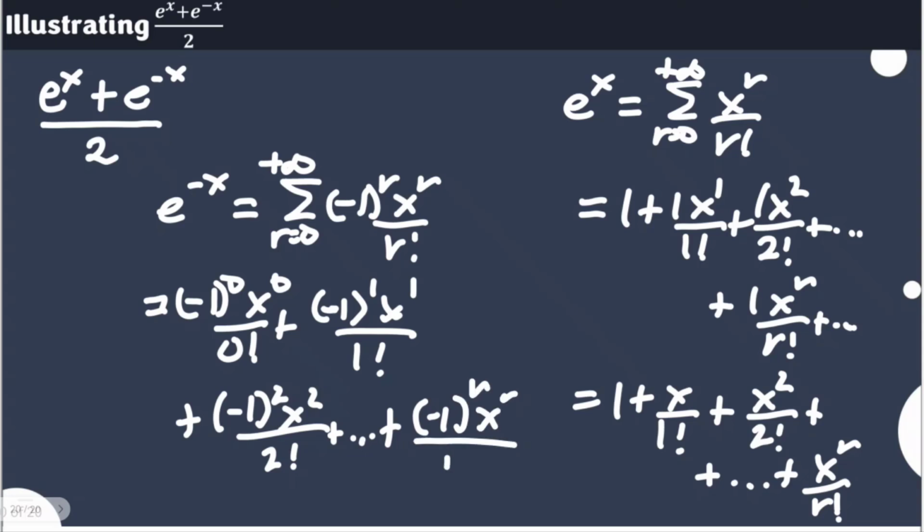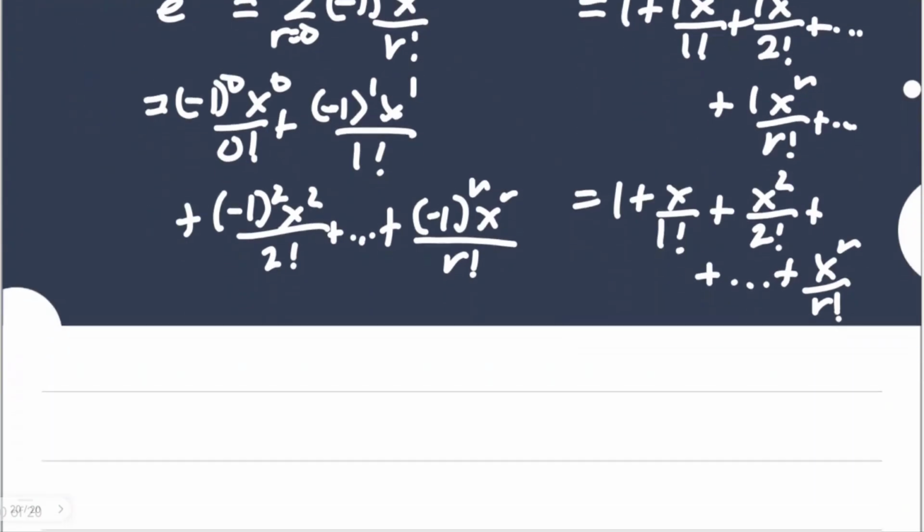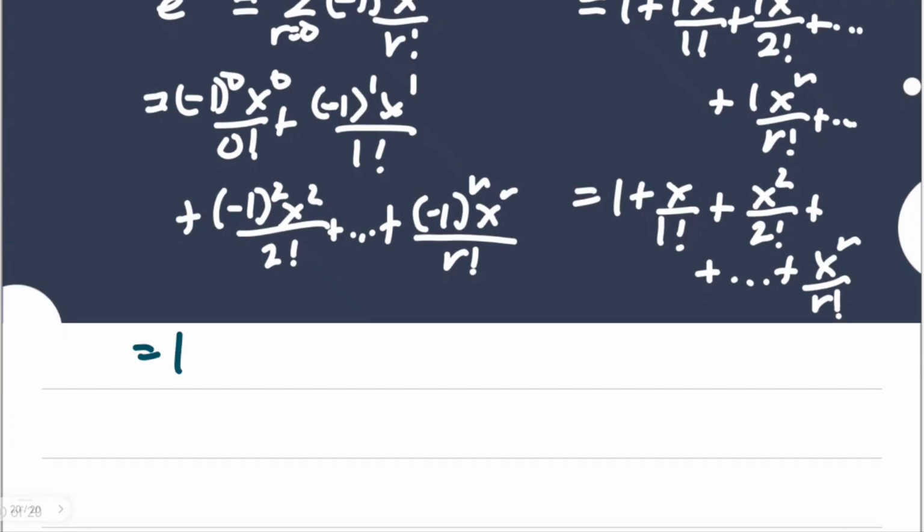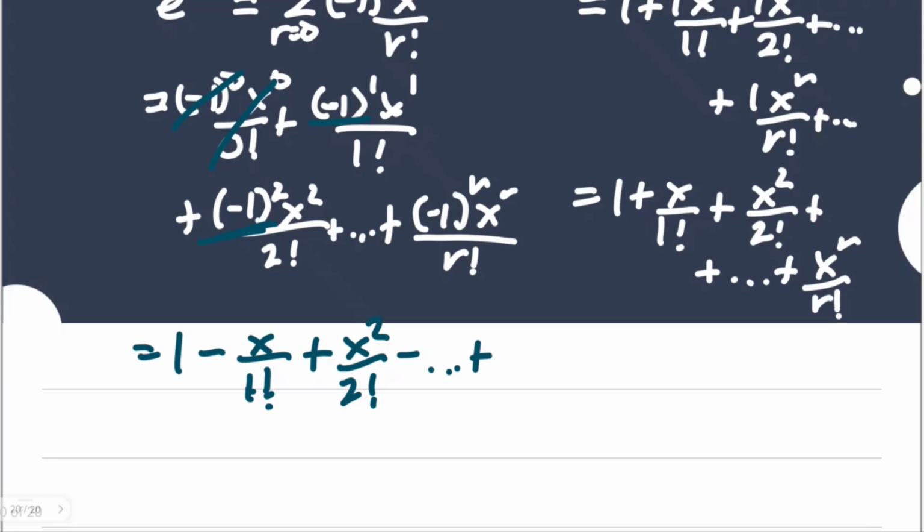which would give us a simplified form of simply 1, because that's all 1. And because it's negative 1 raised to 1, minus x over 1 factorial, then you have plus, this is positive now, x squared over 2 factorial. You would expect negative next, until plus negative 1 raised to the power of r, x to the power of r over r factorial, alternating signs between the terms.